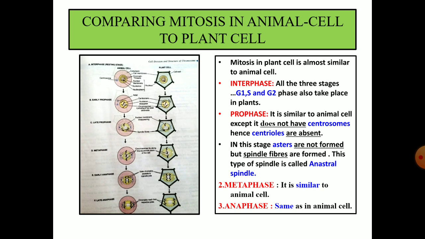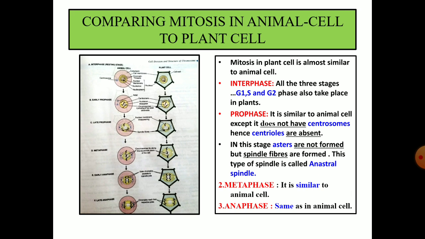First, mitosis in plant cells is almost similar to animal cells. That is, most of the phases are all the same, but there is a slight difference in the prophase and the telophase. Let us study that. Interphase. All the three stages, that is G1, S and G2 phase, are the same as in the animal cell.